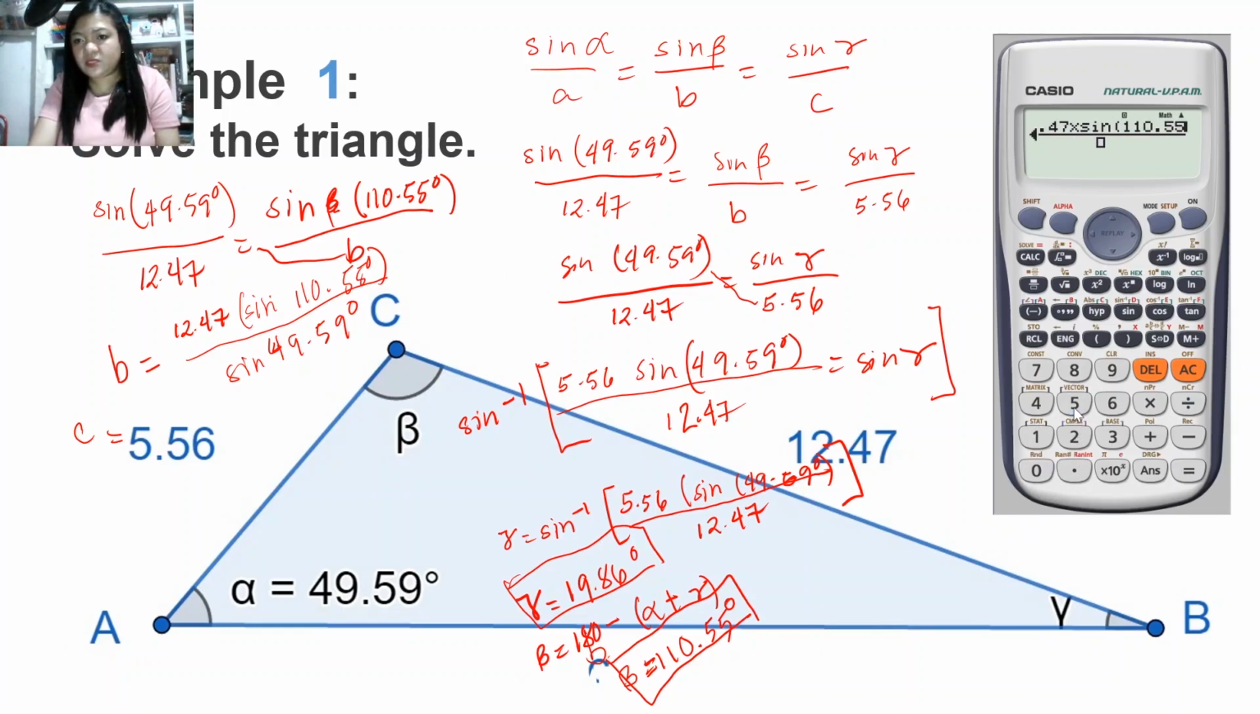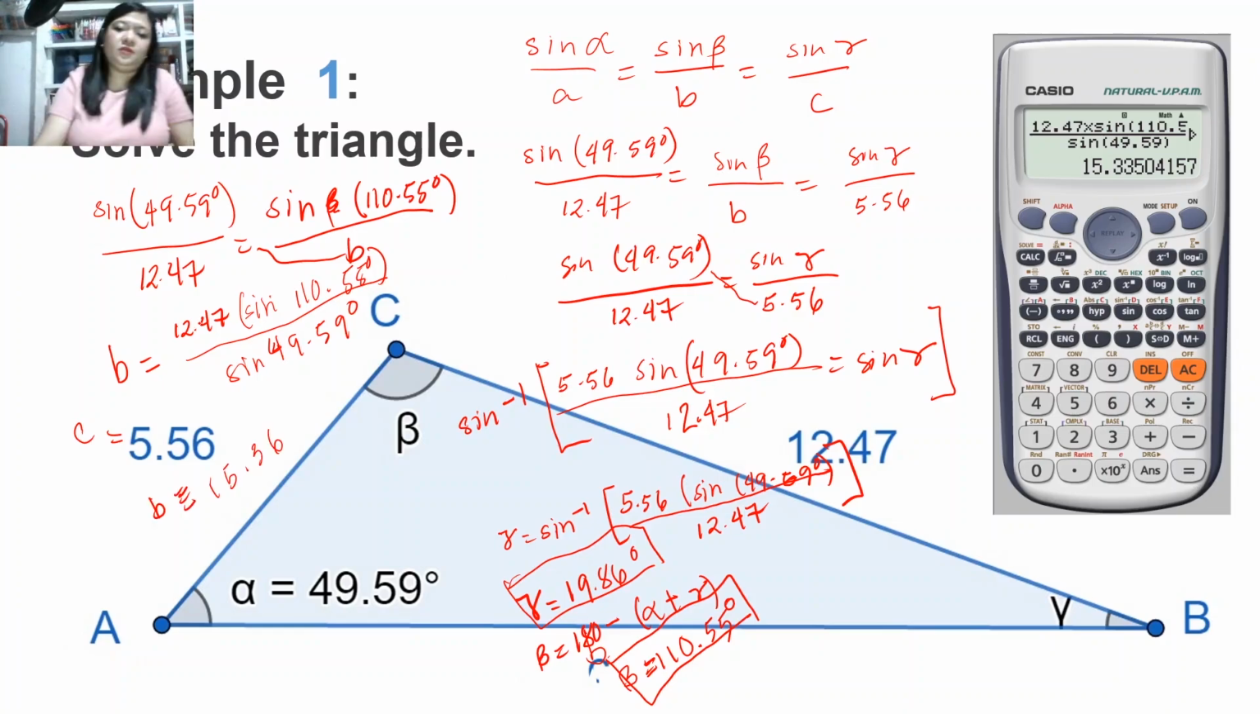Since we are rounding off, there will be a little difference later when we check with GeoGebra if our answer is correct. Over sine 49.59, but there will be minimal difference. Okay, so the length of B or side B is 15.30.